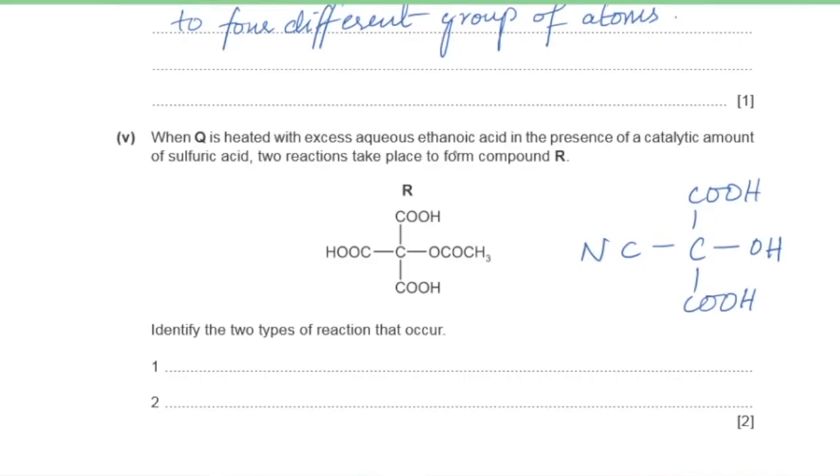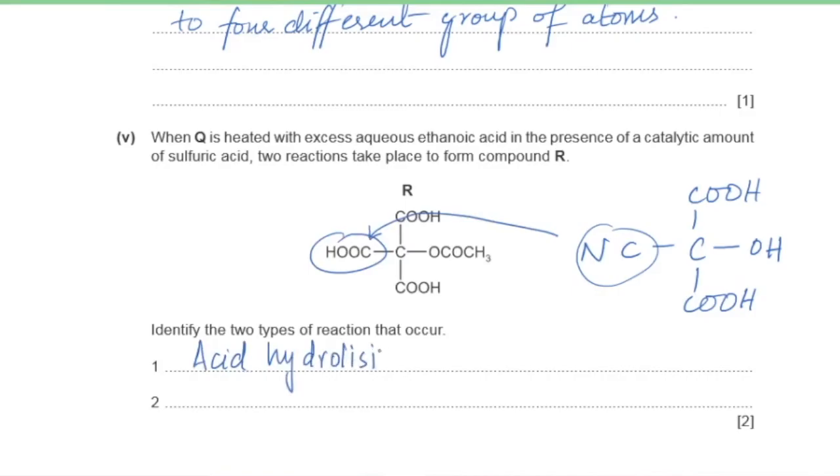So when it reacts with ethanoic acid in the presence of sulfuric acid acting as a catalyst, the first is the change of the nitrile group to a carboxylic acid, which is acid hydrolysis. So one of the reactions that it undergoes is a hydrolysis reaction. And the second is from the hydroxyl group to an ester linkage, which is COO, and that is esterification.